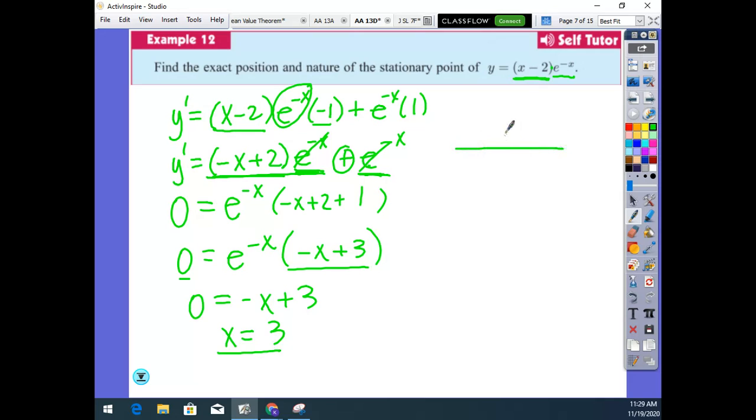So let's think about our number line. We're going to put in 3. And so let's pick 2. And e to any power is always positive. So if I plug in 2, I get -2 plus 3 is 1. So that's a positive. Then I'm going to plug in 4. E to the x is always positive. -4 plus 3 is negative. So this is increasing, decreasing. So this is a local max.